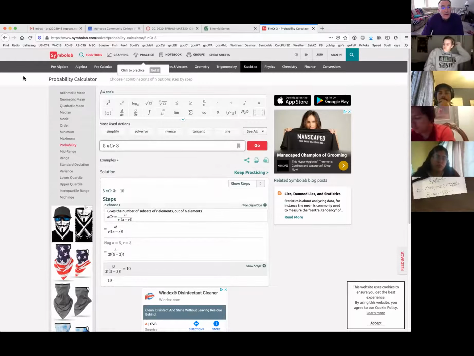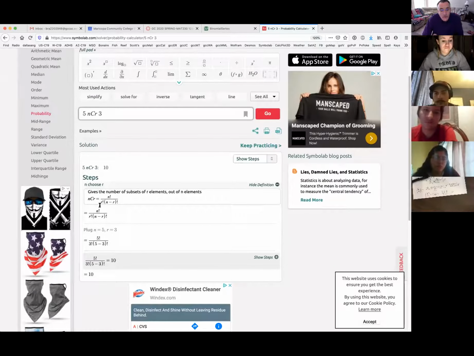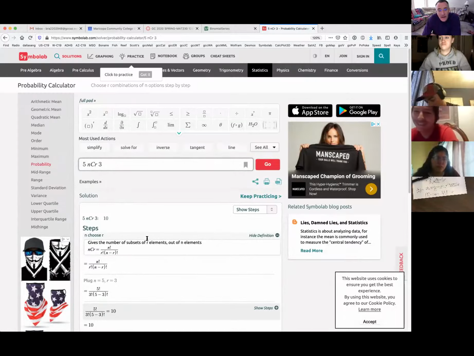Is that big enough? Can you guys see it? Here, does that make it bigger? There, it's a little bigger. Okay, so n factorial over r factorial times n minus r factorial. I used K and N, and they used N and R. So the letters are a little bit different, but here's the calculation, right? And it comes out to be 10. And boy, I think you're going to see that again somewhere coming down the road.